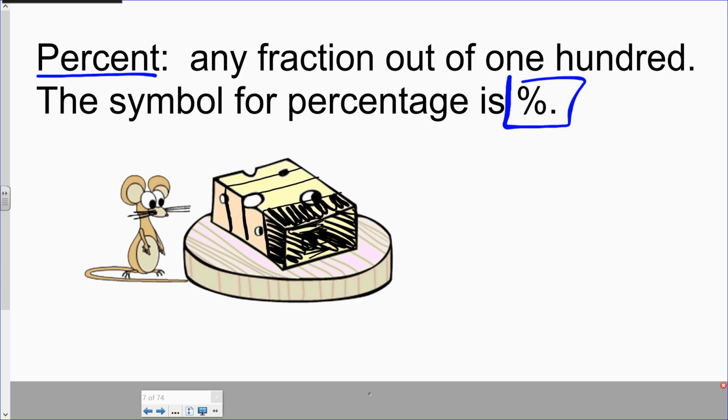Now, we ate 1/4 of the cheese. You and I ate 1/4 of cheese. That's why we highlighted it, because we ate it. Let's just pretend, make believe. That's small.